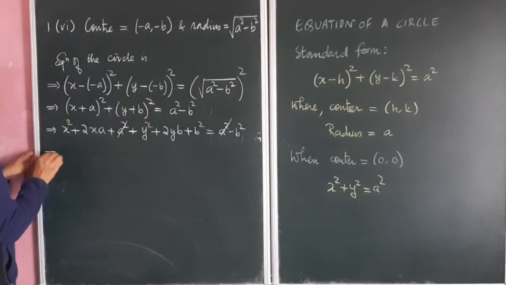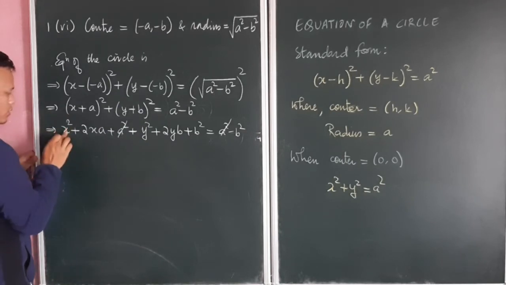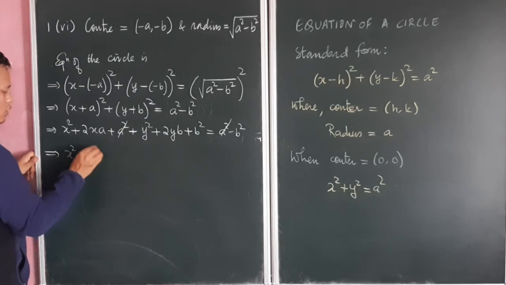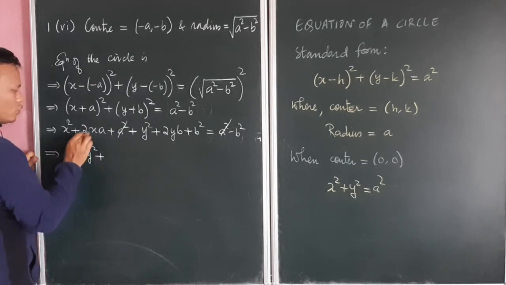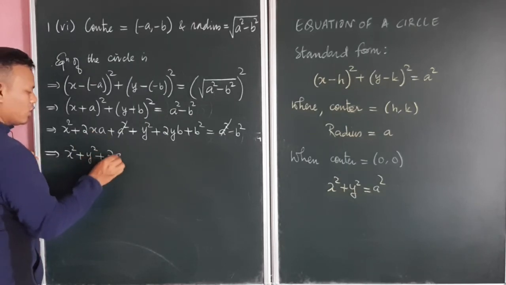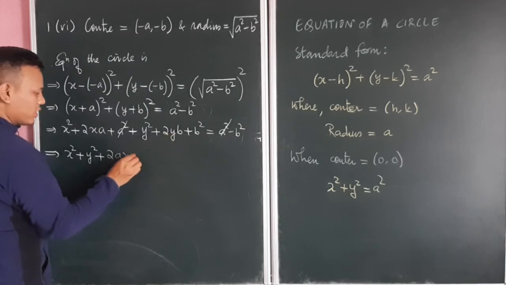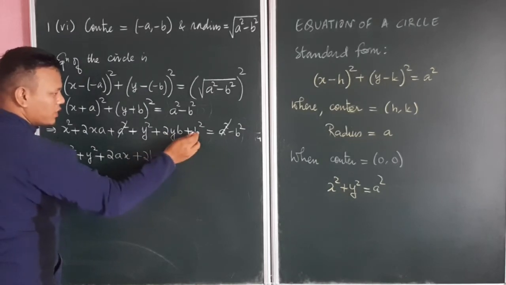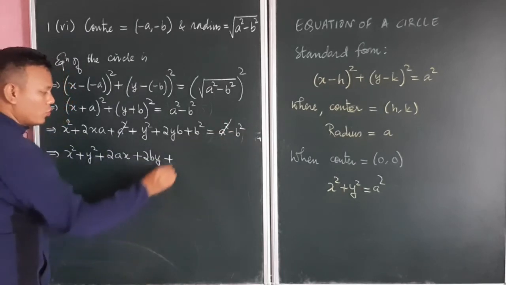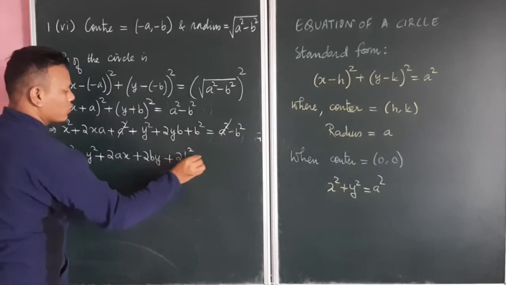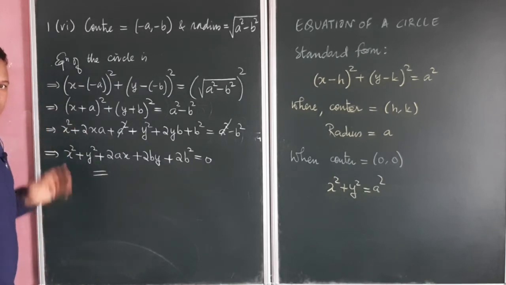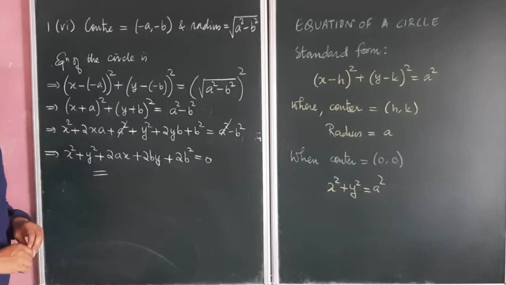So we have, let me keep x square and y square together, then we'll write the x term, that is 2xa can be written as 2ax. Similarly this can be written as 2by plus b square, and this also comes here, becomes 2b square equals 0. Okay, so this is the equation of this particular circle. Pause the video to note down.